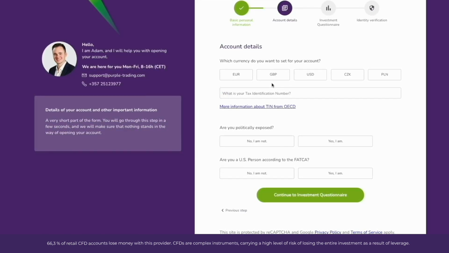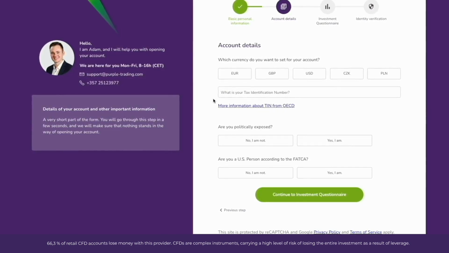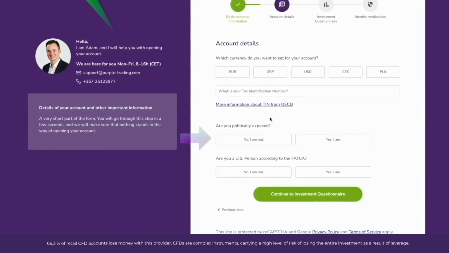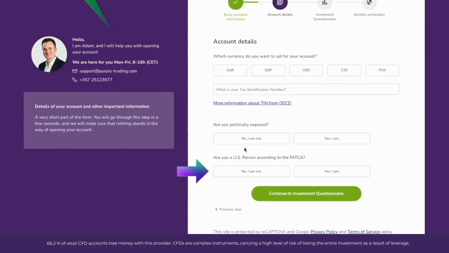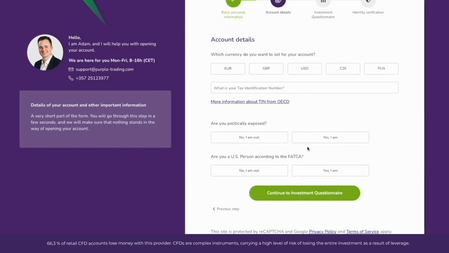The following question may sound strange, but answering is mandatory. As a regulated broker, we must do everything possible to ensure that our services are not misused for illegal purposes. Therefore, if you are a politically exposed person or a US person under FATCA, it's important to mention this. This is so that we can carry out further appropriate checks.